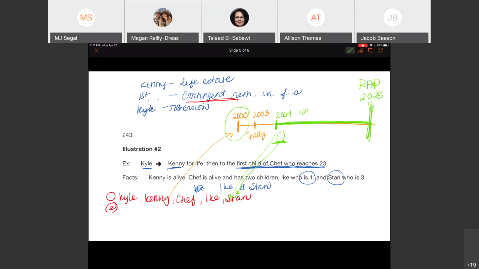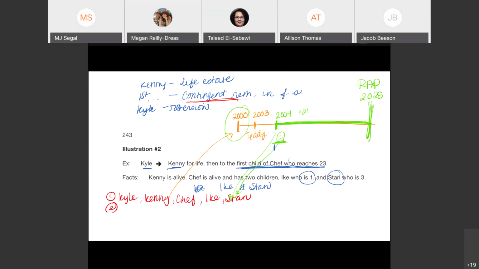Now, so we gave birth to Teddy here. Let's check to see if Teddy is going to be able to take. So Teddy is 1 here, and he needs to reach the age of 23. Or I guess we could just add it here. So Teddy won't reach the age of 23 until 2026.